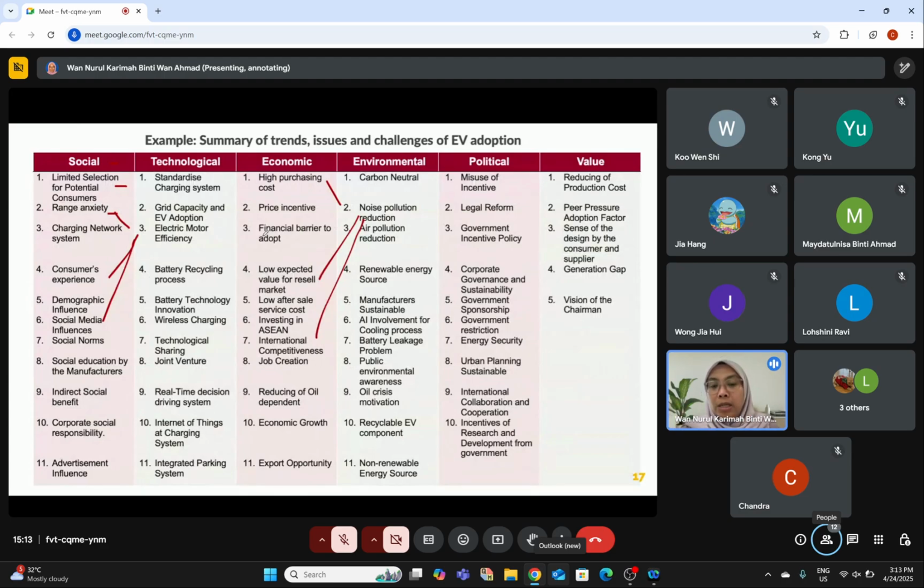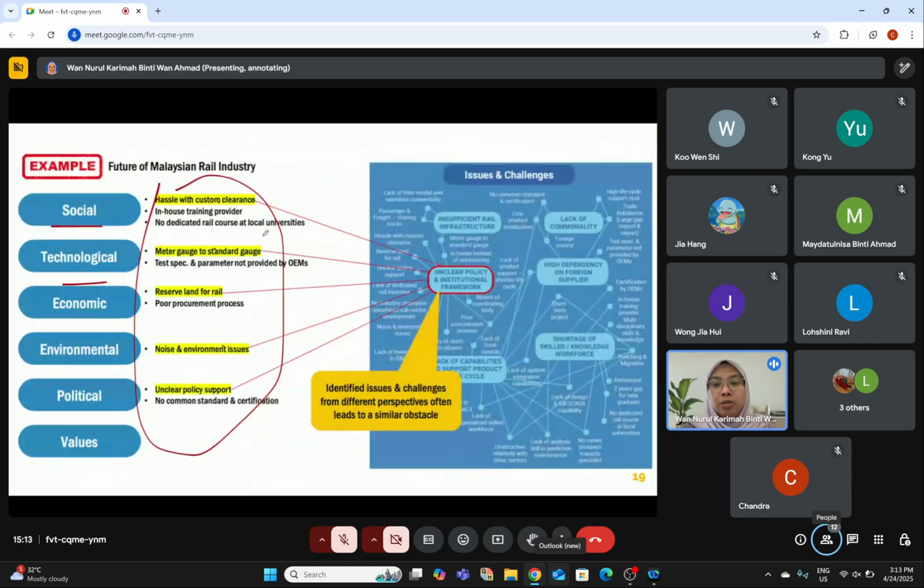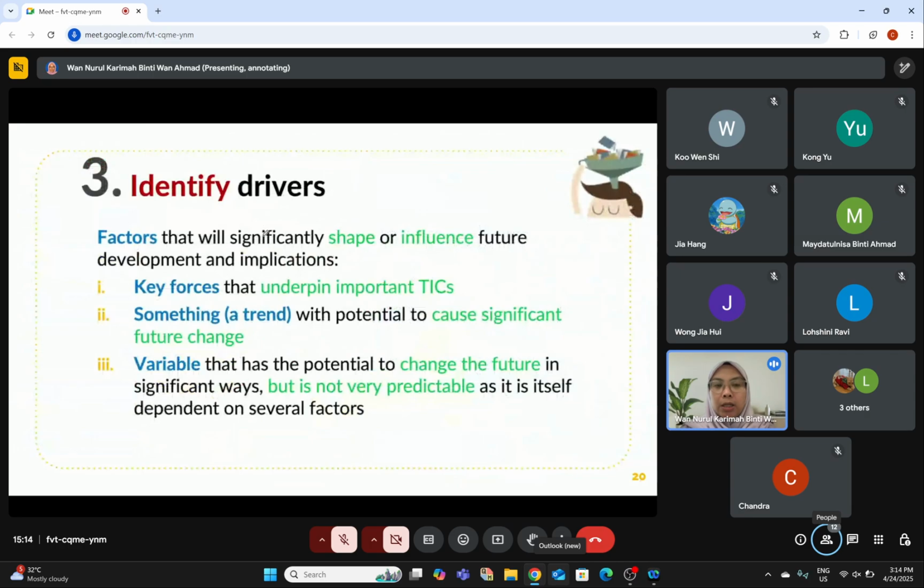Then bila you dah tahu, bila you faham, then only it is easier for you to see the interrelationship and to come up with these merge issues, trends and challenges. And merge issues, trends and challenges is what we develop through the third step, which is where we identify the drivers for our impact uncertainty analysis.